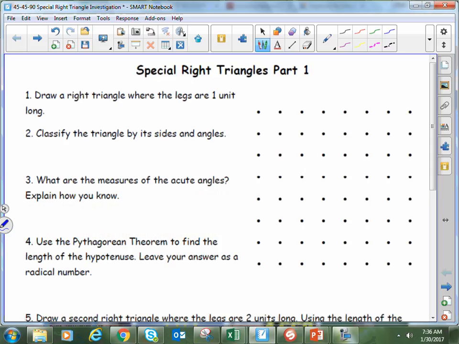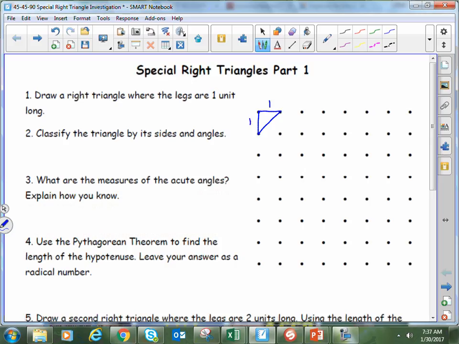Draw a right triangle where the legs are 1 unit long. Now it doesn't really particularly matter where you start. I think some of these investigations tell you a specific corner to do it from, and that's fine. So I'm going to draw a right triangle where the legs are 1 unit long. So this is 1 and this is 1.